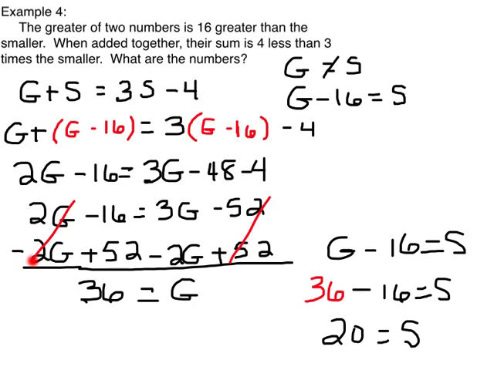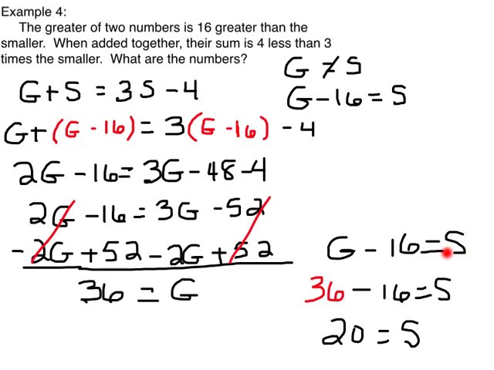Now that we have something a little bit easier to work with, let's subtract 2G from both sides, and then let's add 52 to both sides. When we do that, 3 minus 2 is 1. 52 minus 16 is 36. So we find out that the greater number is 36.